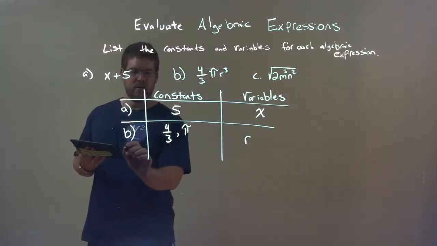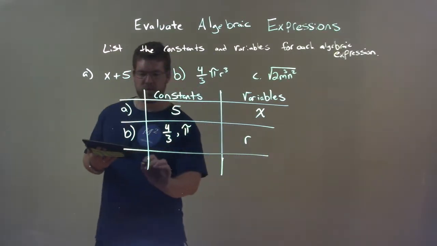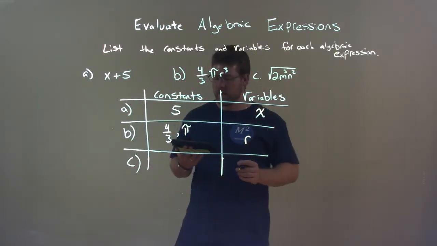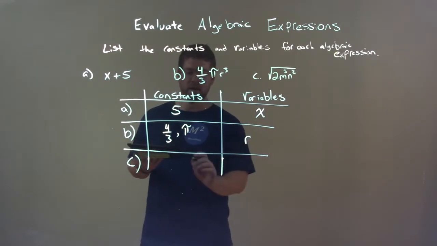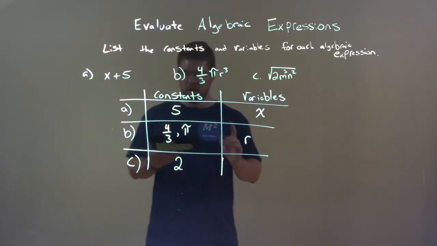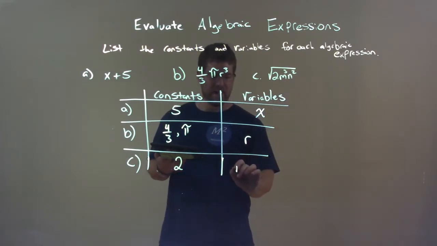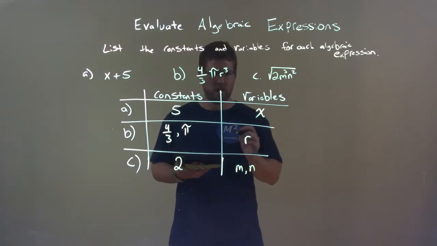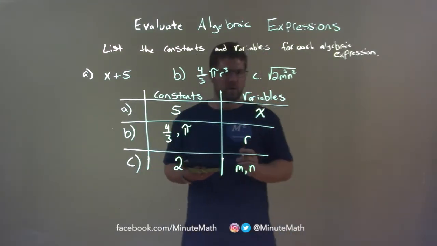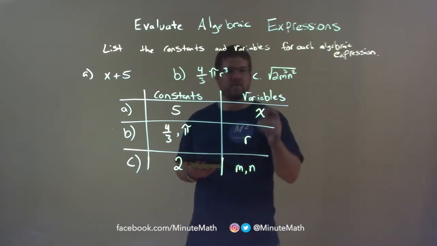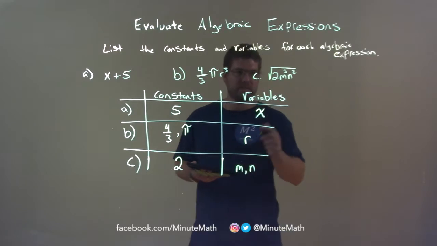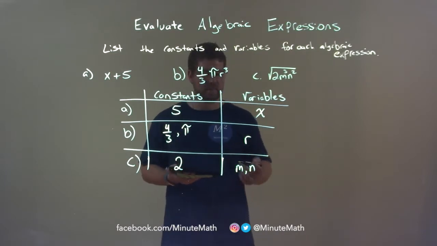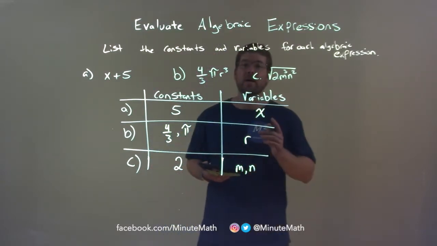Now, C. Our C expression, the square root of 2m^3n². We have one constant, that is the 2, and we have 2 variables, m and n. And this might be a little easier to see why I didn't have the third power for the R. I didn't label that because it's not a constant or a variable. It's the exponent and it's neither, so it's not listed. And you can see square root is the same thing as to the 1/2 power, same idea. But lastly, for C, our two variables are m and n.